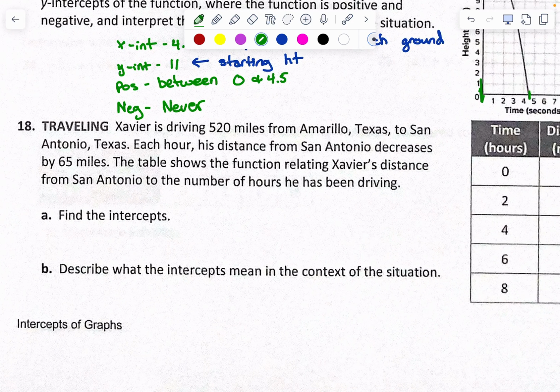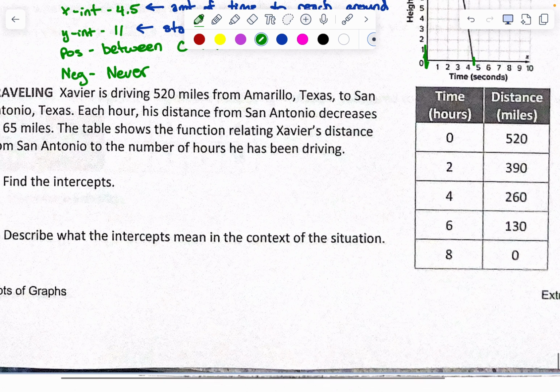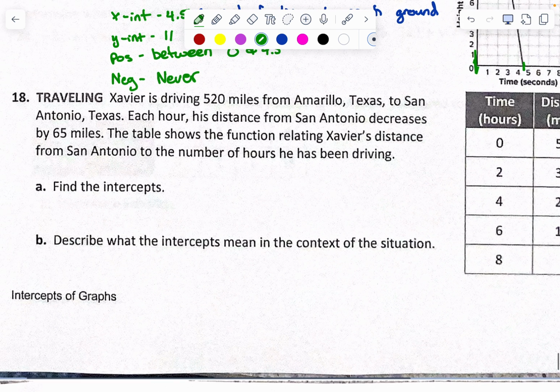Xavier is driving 520 miles from Amarillo, Texas to San Antonio, Texas.